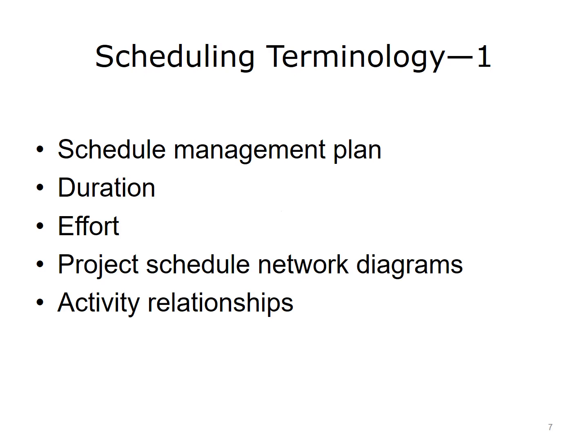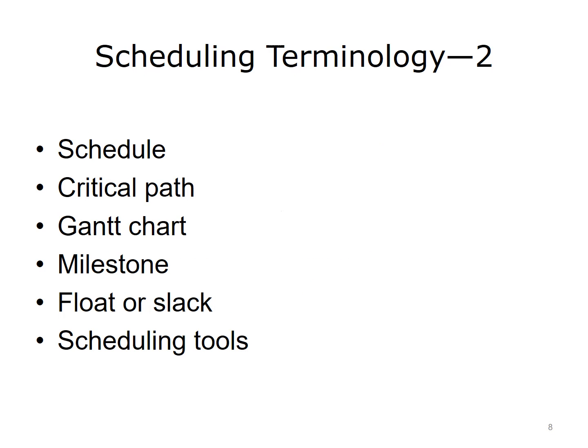Project schedule network diagrams are a schematic depiction of scheduled activities and dependencies, which are logical relationships of activities. They model sequenced activities. Activity relationships refers to a diagramming technique that illustrates the activity's logical relationships. Finish to start, finish to finish, and start to finish. The schedule documents when the project activities will be completed.